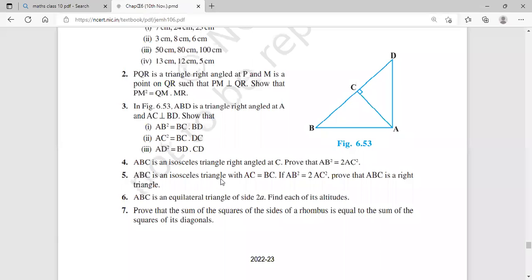Sixth one is a very, very important question from the exam point of view. What we have to prove is, if ABC is an equilateral triangle of side 2A, find each of its altitudes. Okay, let's do that.